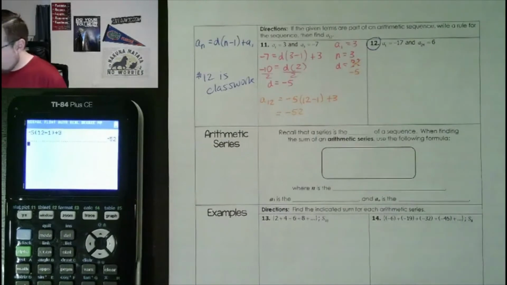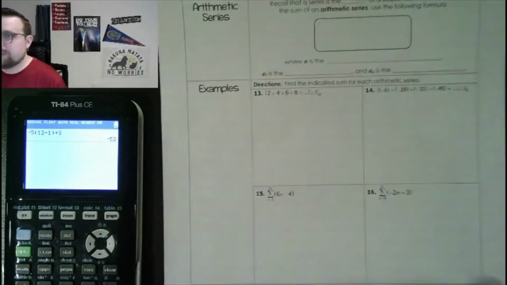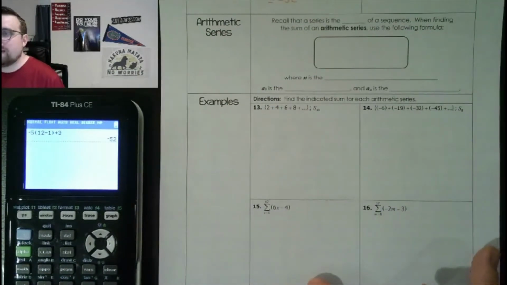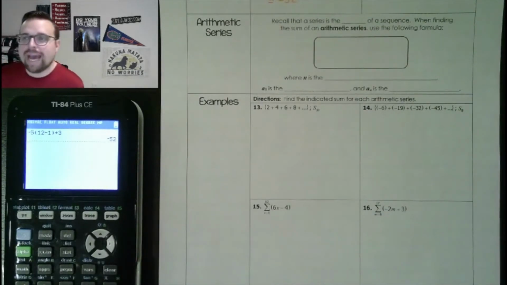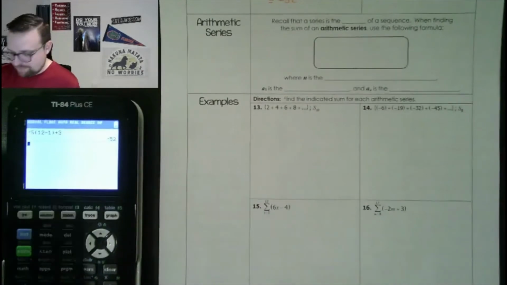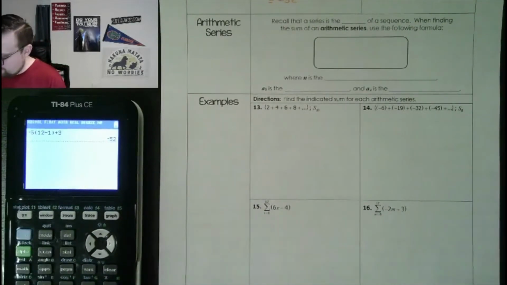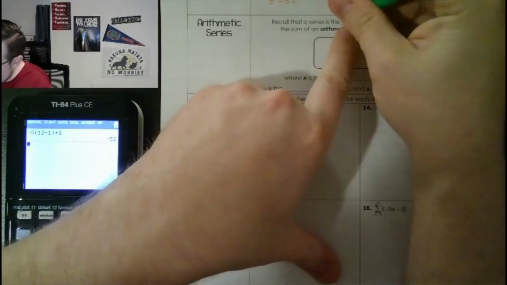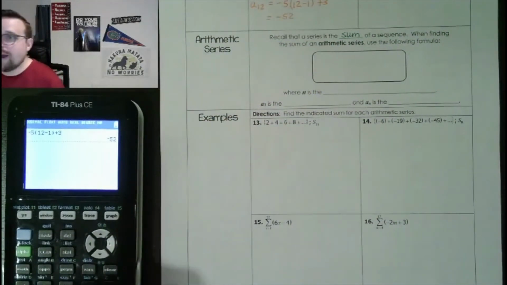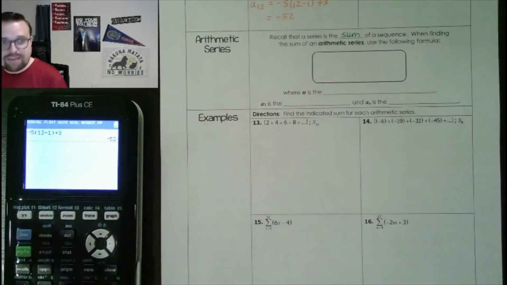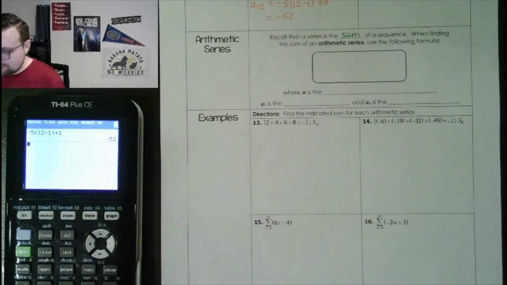The last section of the notes here, there's just one more thing, which is an arithmetic series, okay? Series and sequences are different. Remember that a series is actually a sum of the numbers that are in a sequence, okay? So you're going to be adding up some terms here. Let's go ahead and fill that in. So it says, recall that a series is the sum of a sequence. And when you're finding the sum of an arithmetic series, what you need to do is use a very particular formula, and I'm going to give that to you right now.